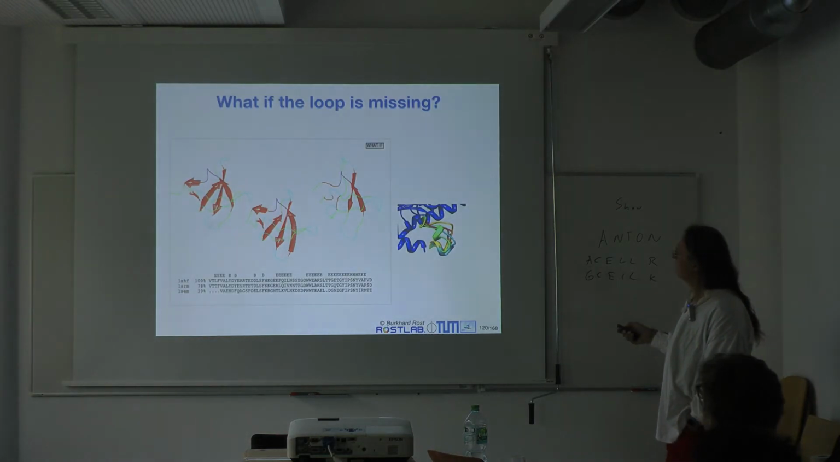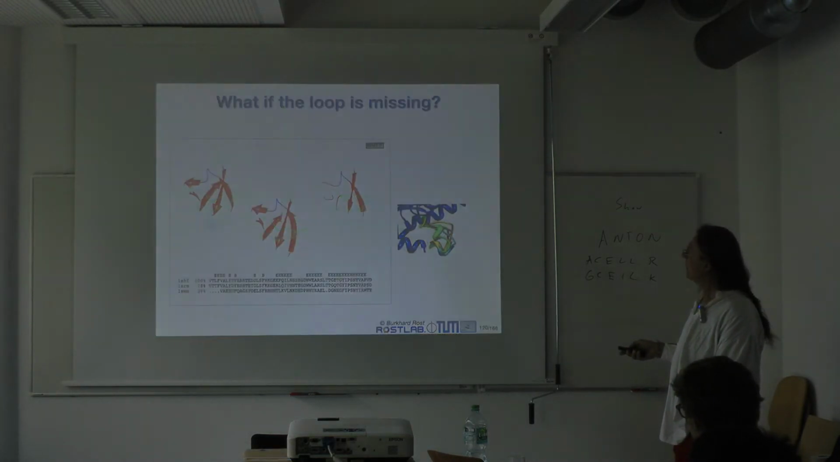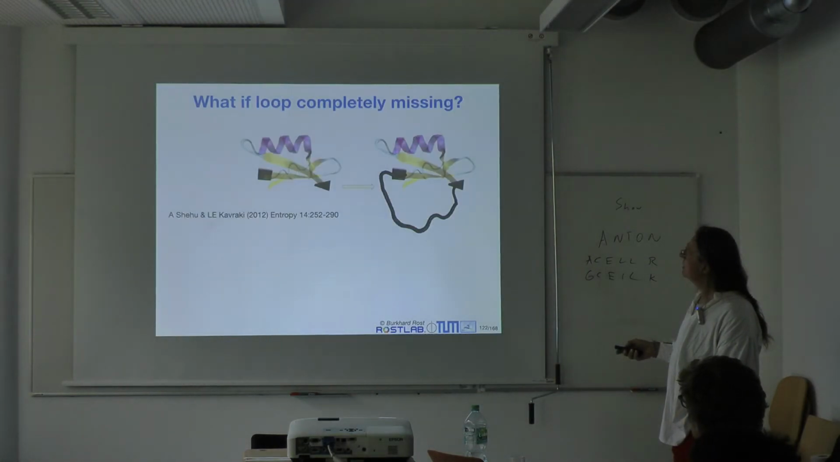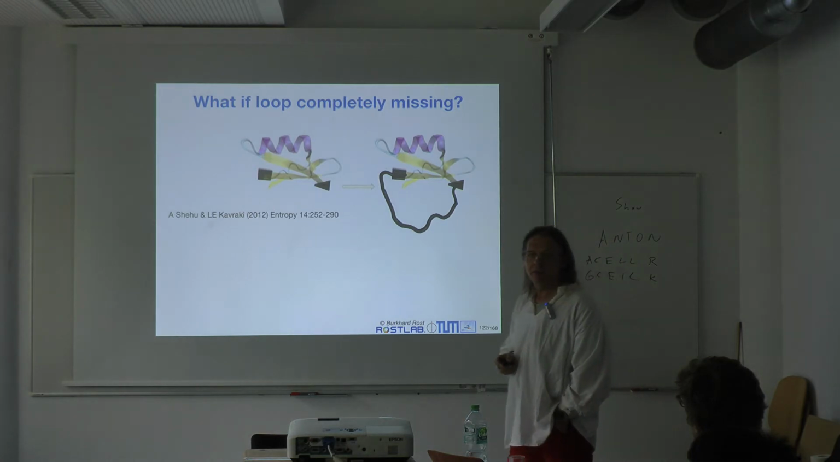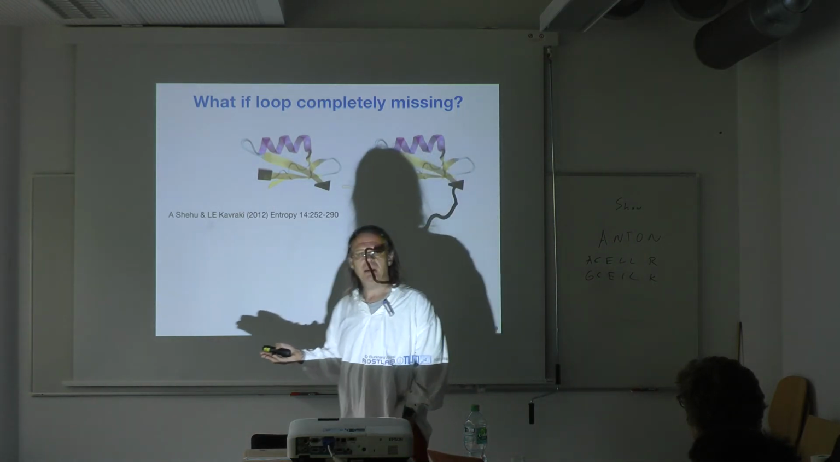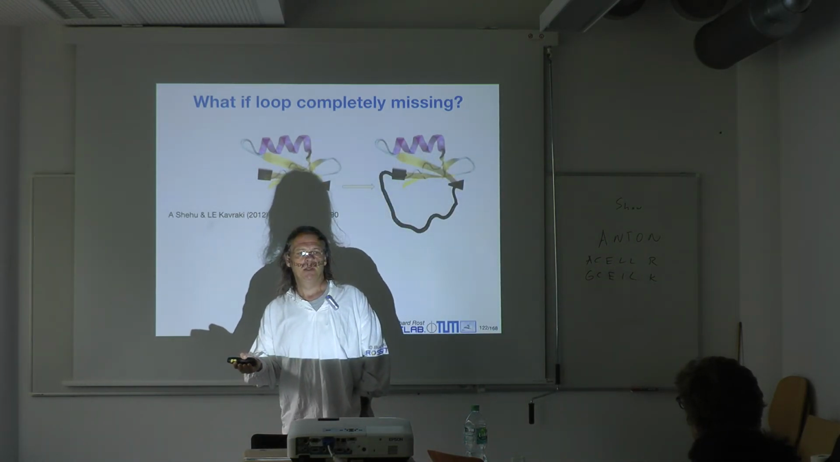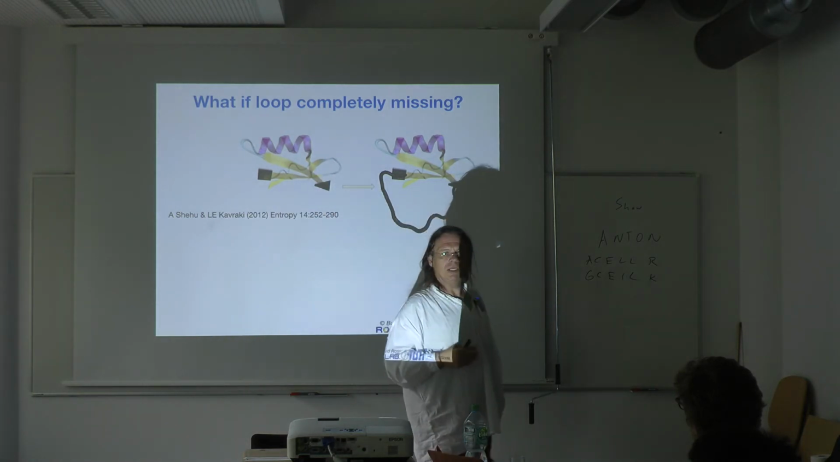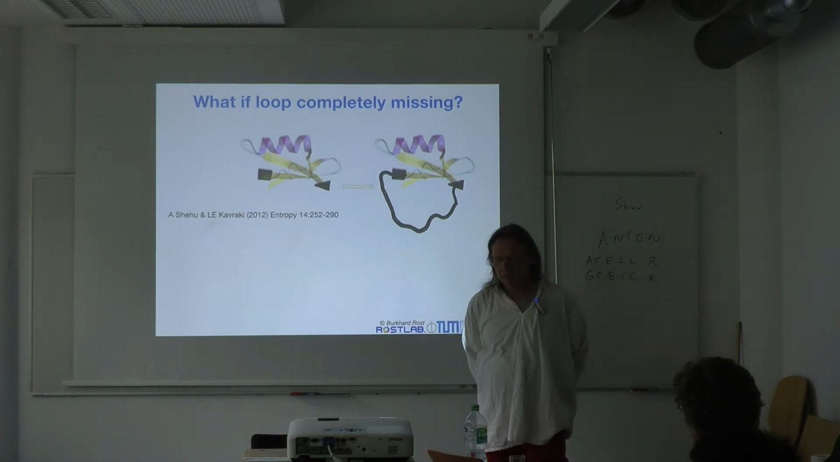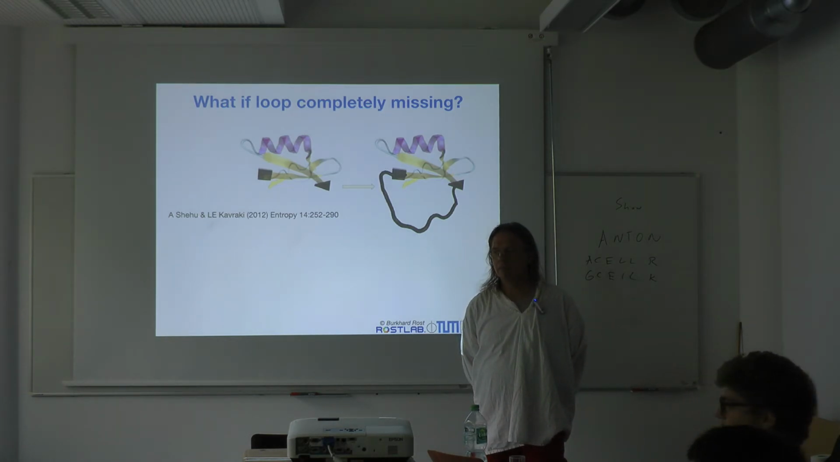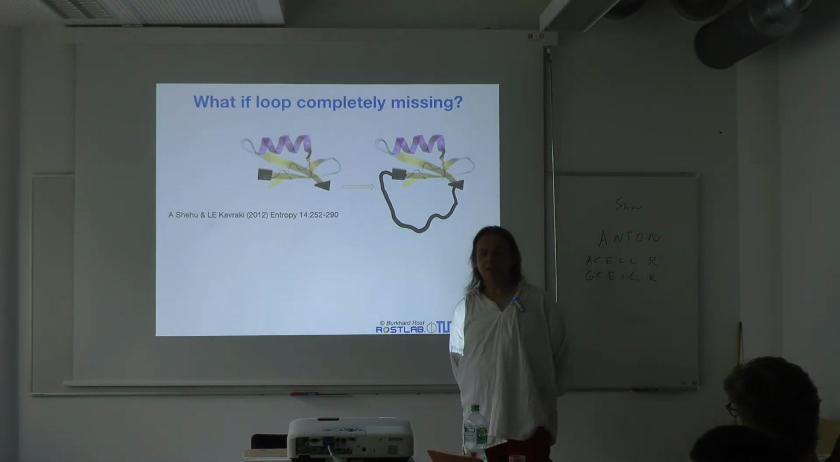But what if you really had an example where you have a loop, and that loop is in fact completely missing in the template? What do you do? So your own protein has a loop that the other one doesn't have. How can you model that loop? Maybe try to find a similar loop from a different protein. That's the first step, and that's exactly what people do.